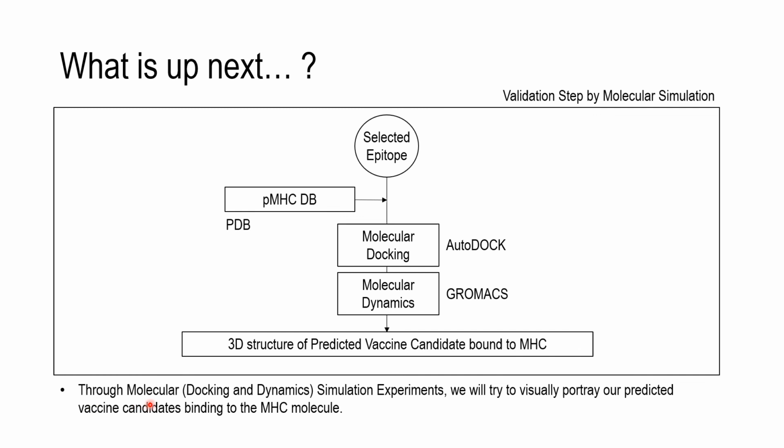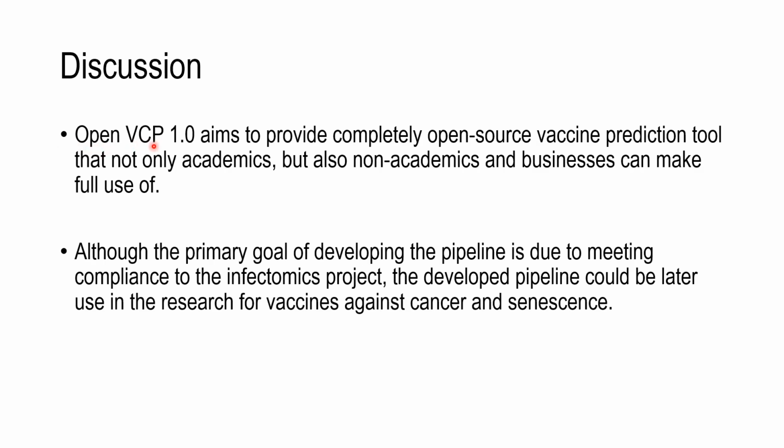Through molecular docking and dynamic simulation experiments, we will try to visually portray our predicted vaccine candidates binding to the MHC molecule. To wrap it up, OpenVCP 1.0 aims to provide a completely open source vaccine prediction tool that not only academics but also non-academics and businesses can make full use of.